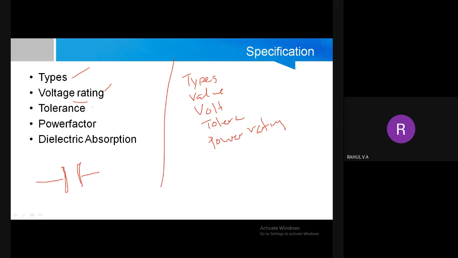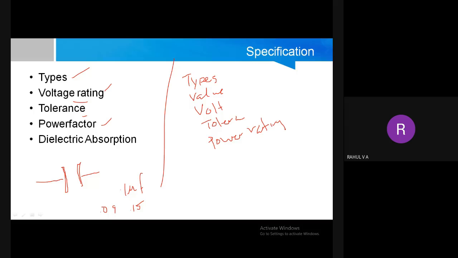Tolerance means we know that if it is a value, how much deviation can occur? What is the maximum deviation that can come within that limit? If you buy 0.1 microfarad capacitance, what exactly will the value be? Sometimes it will be 0.15, sometimes it will be less than 0.09, something like that. So how much deviation is there from the actual value? That is nothing but tolerance.